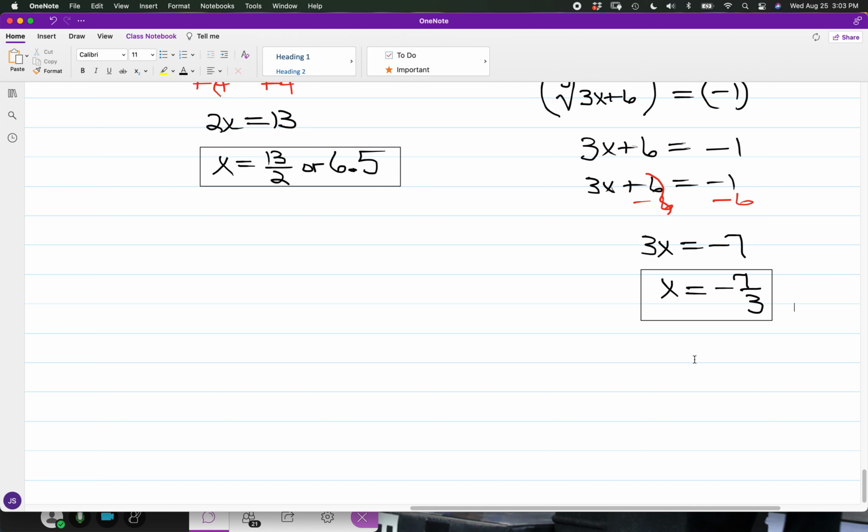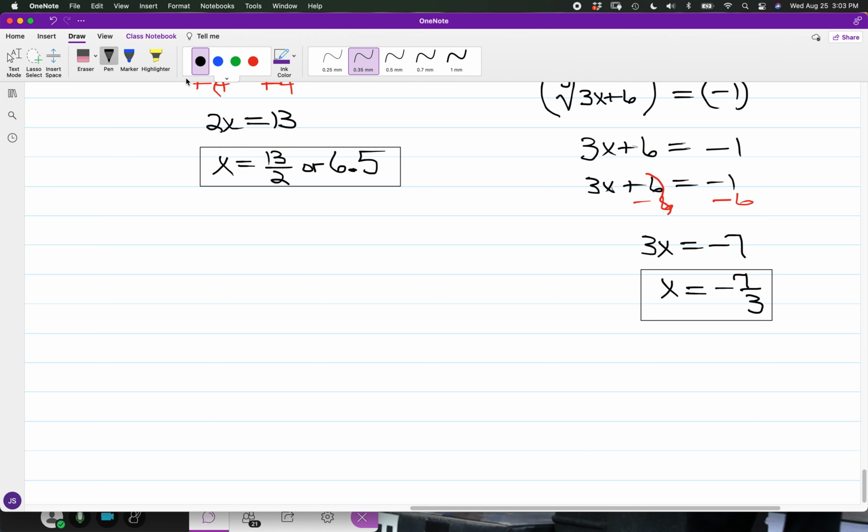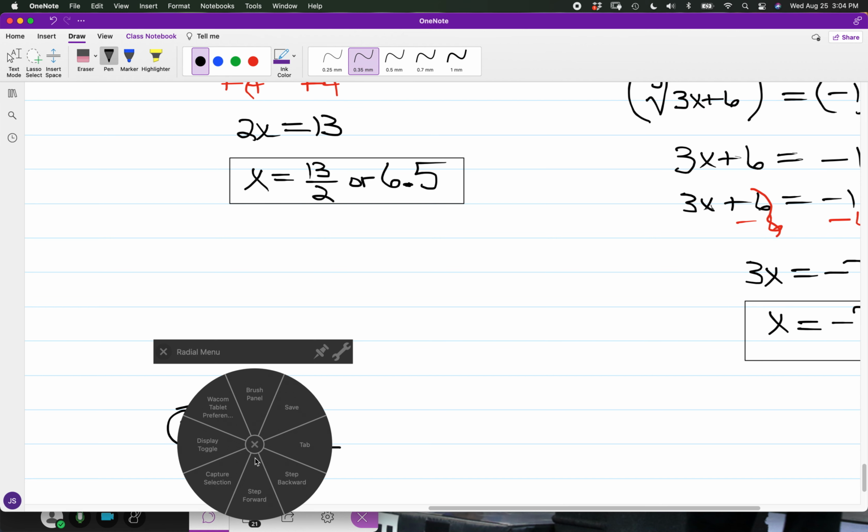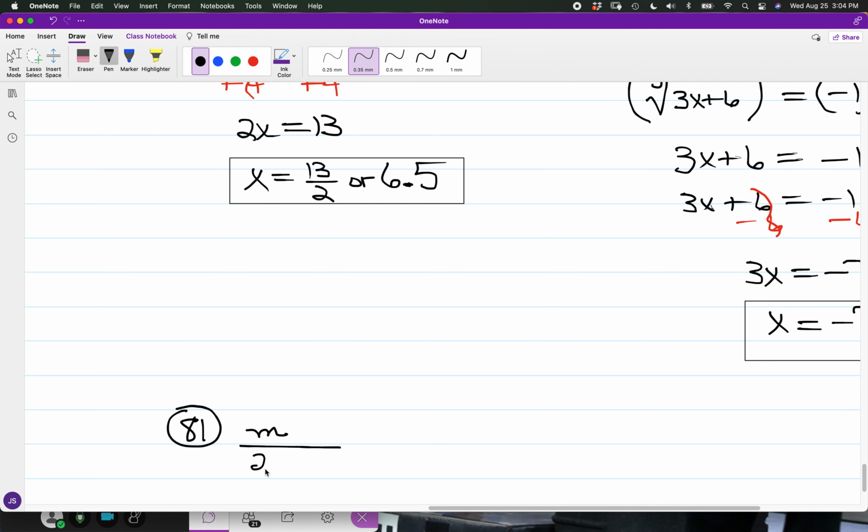Now I did want to back up, as I said there was something I wanted to address with notation. This is in the case of problem 81. We have m over 2m plus 1, plus 1, is equal to 2 over m minus 3.